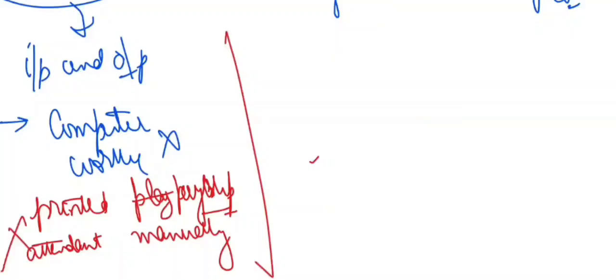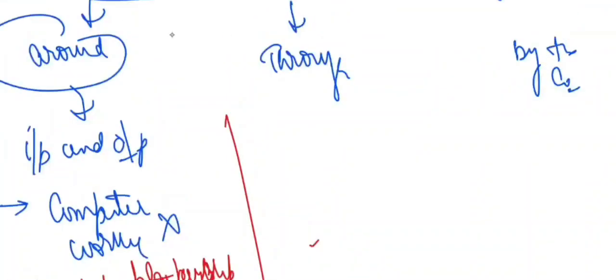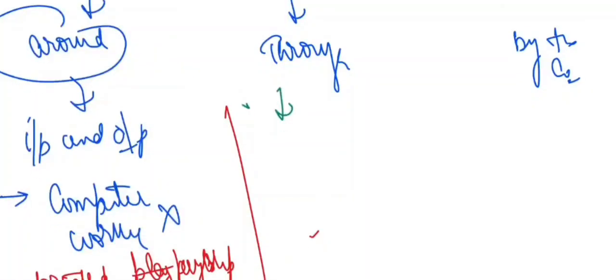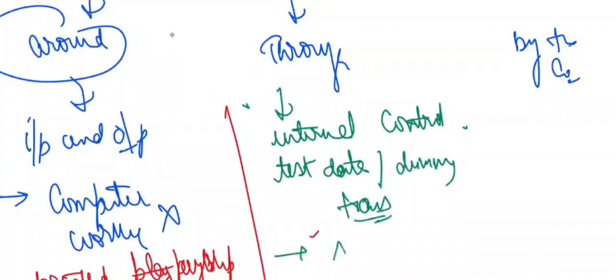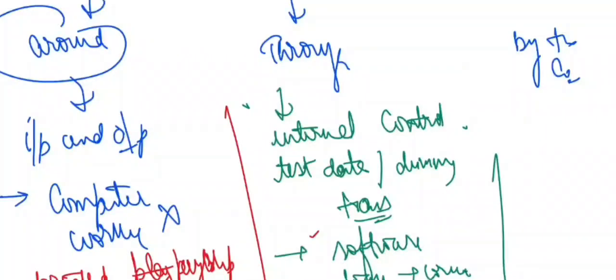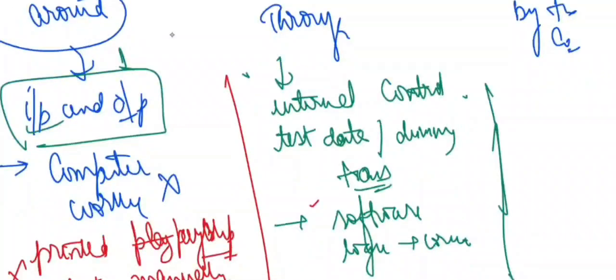Now let's look at the next, audit through the computer. You know what the meaning of audit through the computer is? Through means the focus is on testing the internal control. So they use test data, they use dummy transactions. The goal is simple: to see whether the software logic works correctly. And if you look at the options, around the computer means they are looking at input and output only. Through the computer means testing the internal control, right?